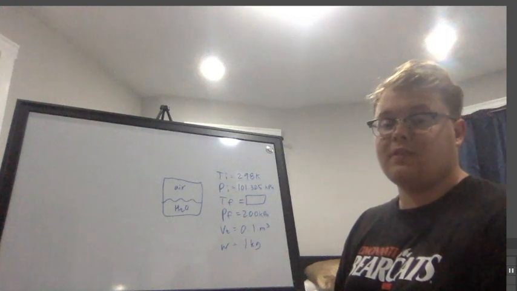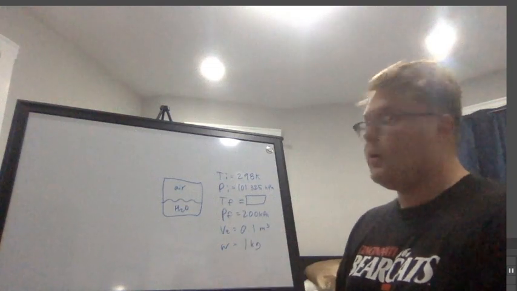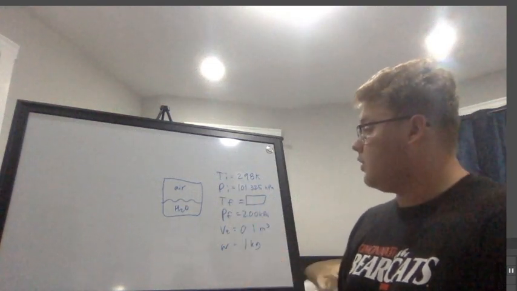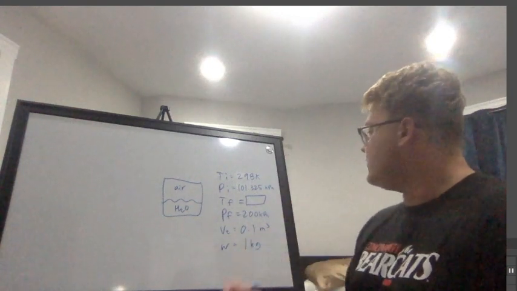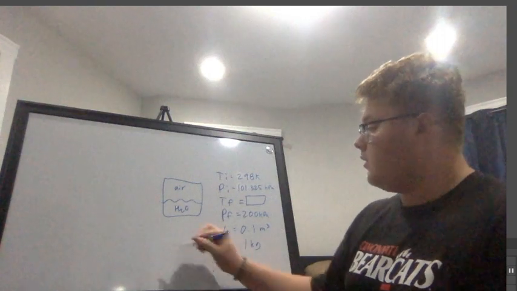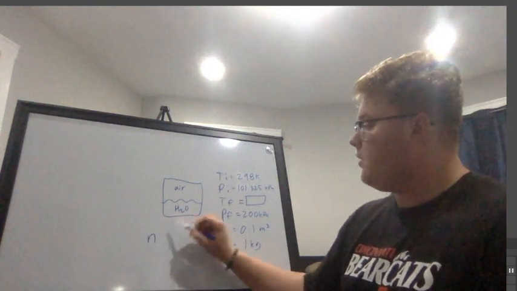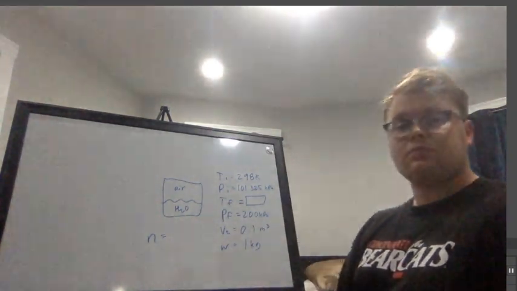If you haven't seen my last video, I highly recommend going back and seeing the process of writing out all the equations to go into the pressure cooker and discover that the final temperature ended up being about 366 Kelvin. And if you have seen the video, remember that we used the number of moles of water to help us discover that final temperature.